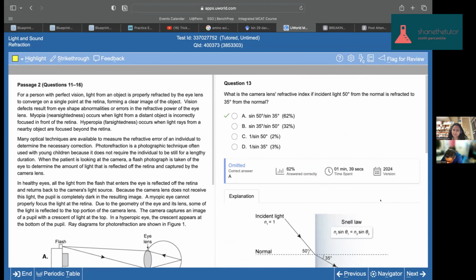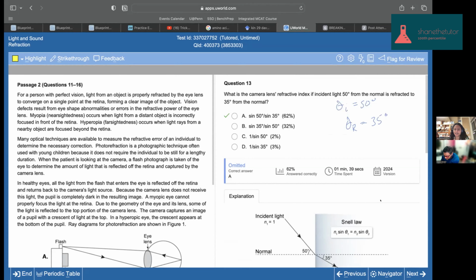So, okay. So angle of incidence is 50 degrees. Angle of refraction is 35 degrees. So we see that it's bending towards the normal, right? So that means if it bends towards the normal, it means it's going into a denser medium, which means a higher index of refraction.